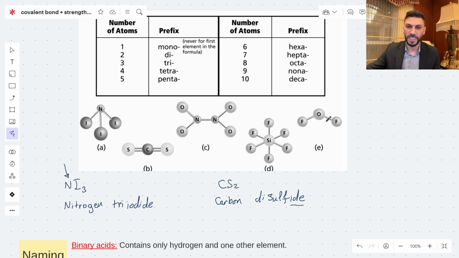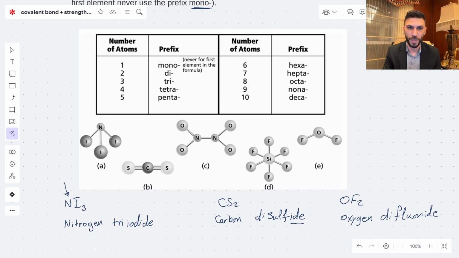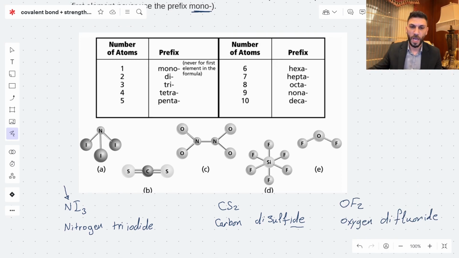For example, in E, we have oxygen and two fluorine atoms, so OF2 is going to be oxygen difluoride. These are the rules of naming the binary compounds, as you can see here. I want you to pause the video and try to name compound C, which is N2O4.